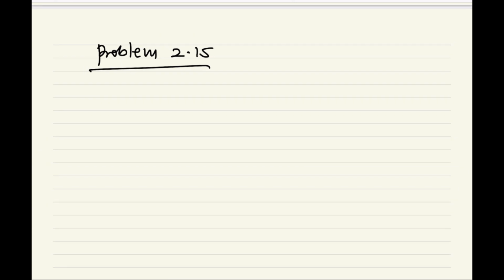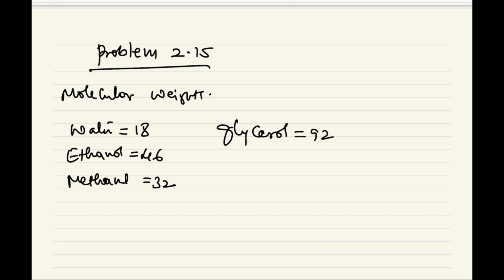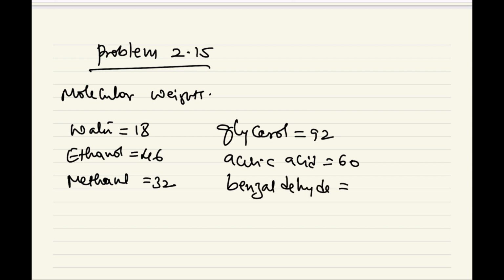Problem 2.15. So now you can easily calculate the molecular weights. We need to know the molecular weights first. So the molecular weights: water is 18, ethanol is 46, methanol is 32, glycerol 92, acetic acid is nothing but 60 and benzaldehyde is 106. So these are the molecular weights.